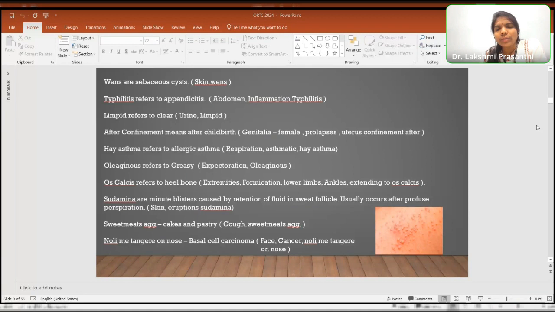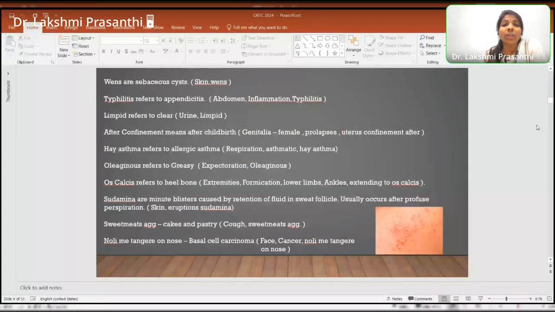Sometimes there is confusion between two rubrics, that is cough, sweets from, and cough, sweetmeat aggravation. What is this sweetmeat? Sweetmeat basically refers to the cakes, pastry, all these bakery items, the delicacies.